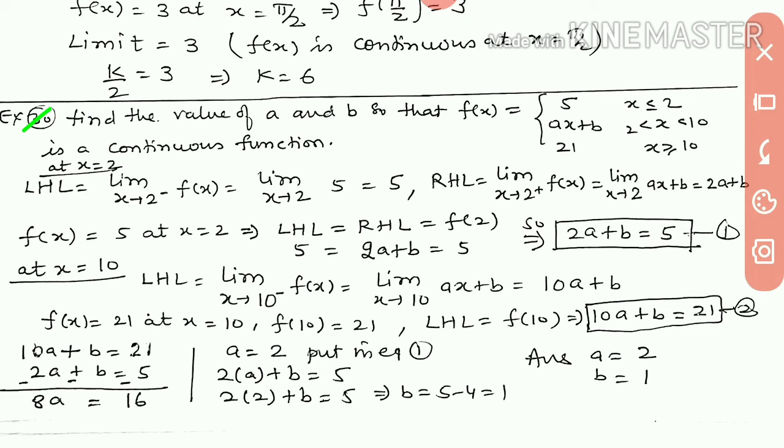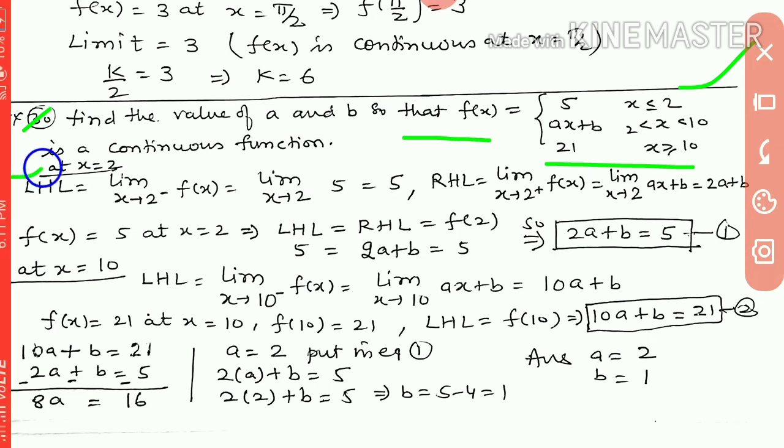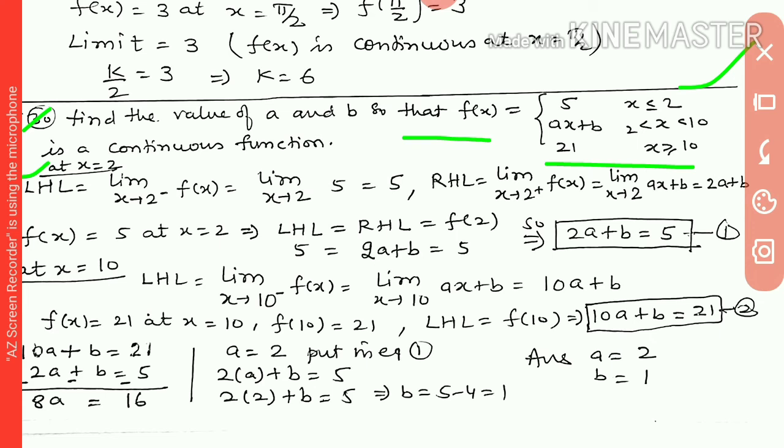Now question number 30, this is also a very important question, often given in board exams. Find the values of a and b so that this function f(x), which is 5 for x less than or equal to 2, ax plus b for x between 2 and 10, and 21 for x greater than or equal to 10, is a continuous function. You have to find a and b. First we check at x equal to 2, and then at 10, because for the other ranges all values are given.